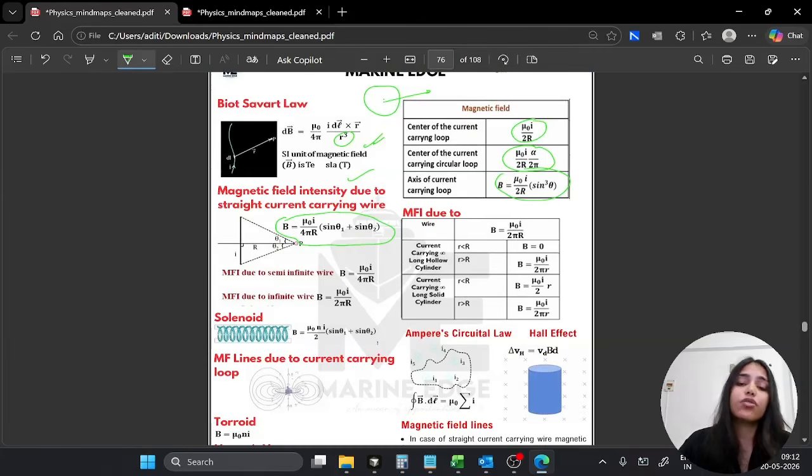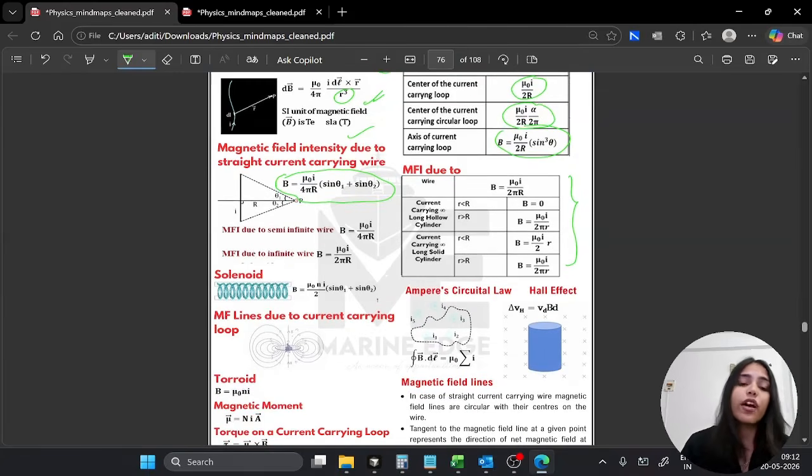Magnetic field intensity due to a current carrying wire of a hollow cylinder. These are the multiple scenarios that you can go across. Next, we have a solenoid. A solenoid is a spring-like structure that is wrapped around some insulating medium. In that case, the magnetic field due to a solenoid is mu naught Ni upon 2 (sine theta 1 plus sine theta 2). Okay.